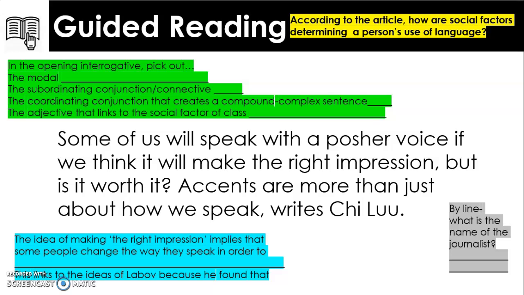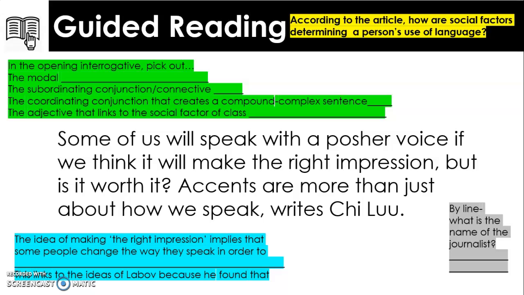Okay, so I'm going to read through, you're going to pause, come up with your answers. So in the opening interrogative, you can see where our interrogative ends. There's our question mark. Pick out the modal. So there's a little bit of a warm up, just seeing what we remember. Pick out the modal. Pick out the subordinating conjunction or connective, depending on which word you prefer to use. Pick out the coordinating conjunction that creates a compound complex sentence. And pick out the adjective that links to the social factor of class. So they're your green tasks, they're your language level tasks. So in a minute, you're going to pause it and do those answers.